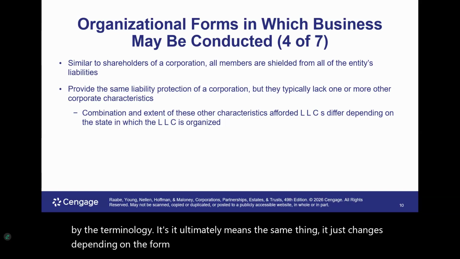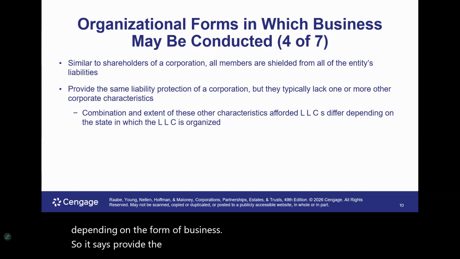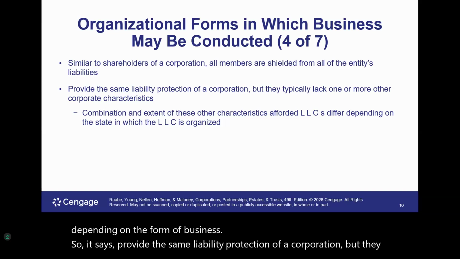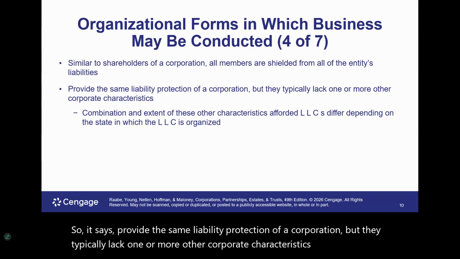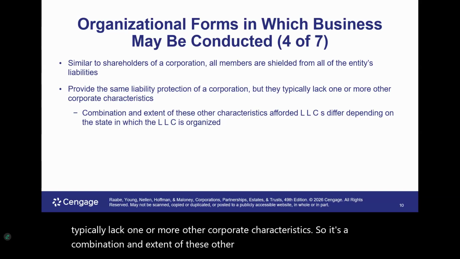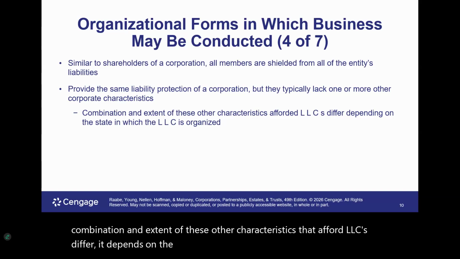So it says they provide the same liability protection of a corporation, but they typically lack one or more other corporate characteristics. So it's a combination and extent of these other characteristics that afford LLCs differ. It depends on the state in which the LLC is organized. So ultimately, it all depends.